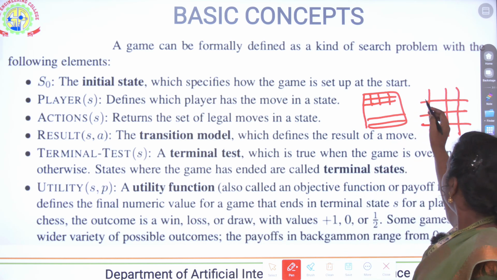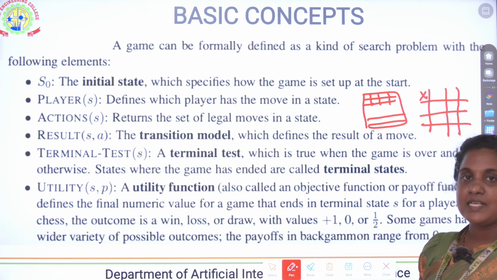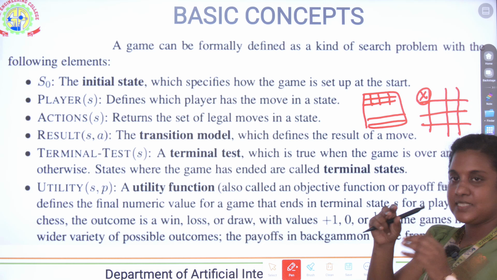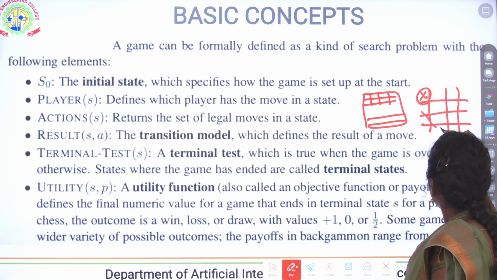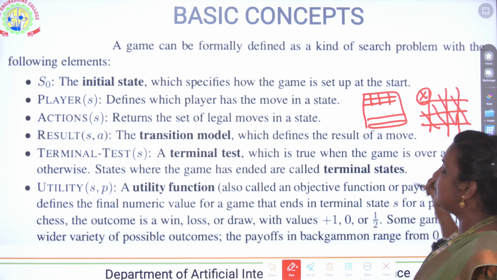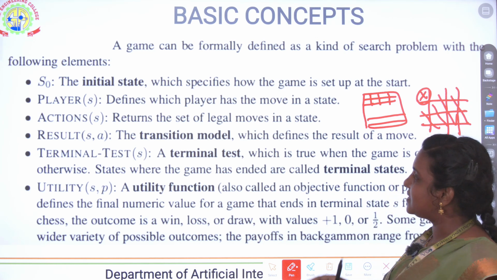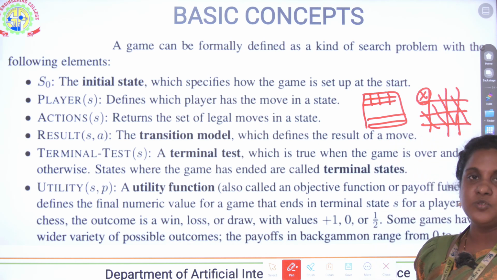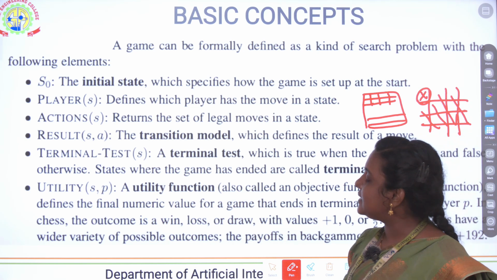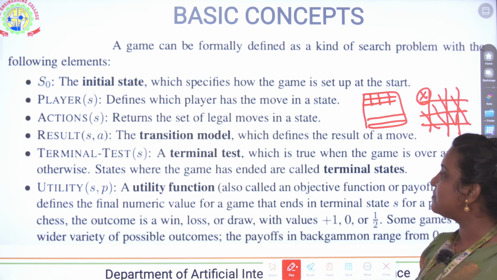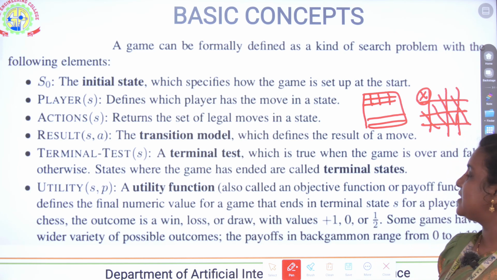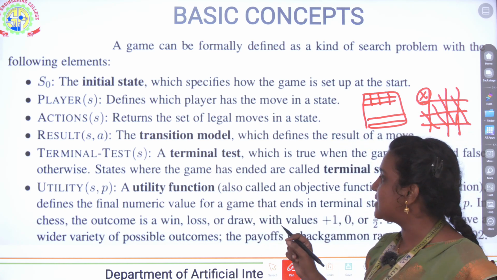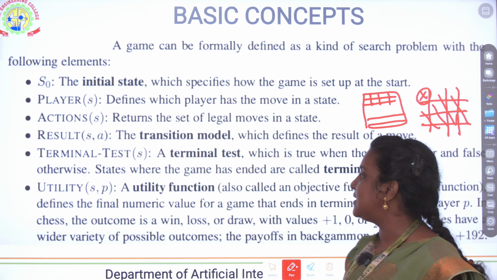So if one player puts X in a particular box, the other player will put X or O in the remaining boxes. Now, actions: the actions function returns the set of legal moves in a state. The result function is the transition model, which defines the result of a move, that is, what result the player gets from the action they take.